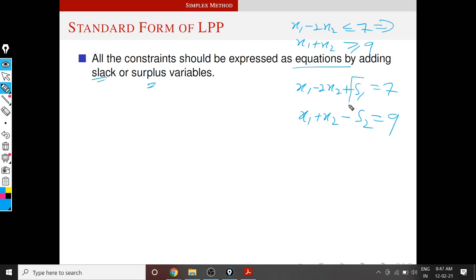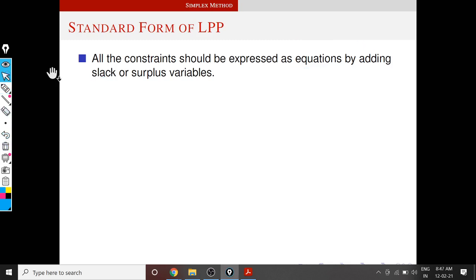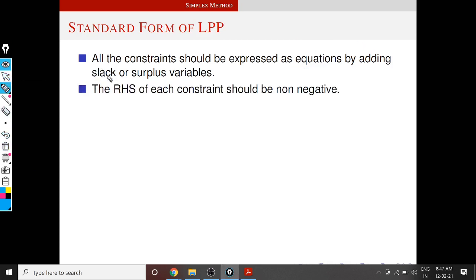So it is clear that here s1 and s2 both are positive. Clear? Because in the first case we add something, in the second case we subtract something. So s2 is positive and s1 is also positive. Such variables are called slack and surplus variables. Then the next one is the RHS of each constraint should be non-negative. RHS should be non-negative. Very clear.